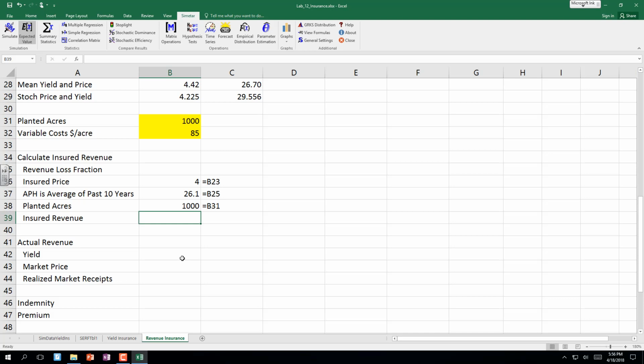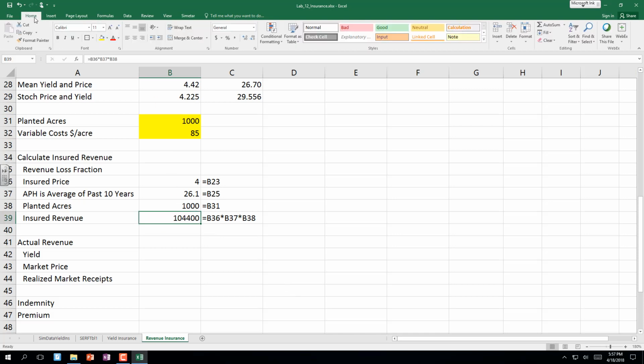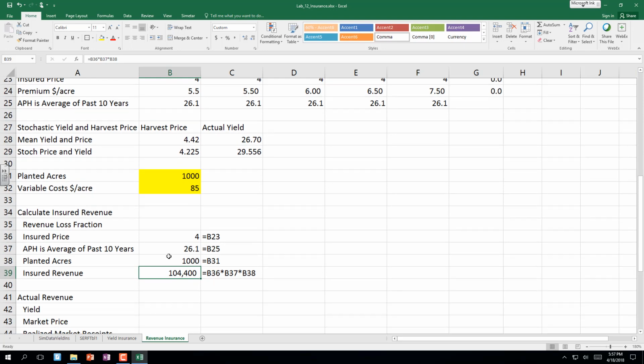So the insured revenue is the price that you're insured at times your 10-year average yield times the number of acres that you insured. Okay, so you might think of that as a long-term average revenue given today's market price, or our forecasted market price. Okay, so it's 104,400. Put a comma on it. We don't need any additional accuracy.